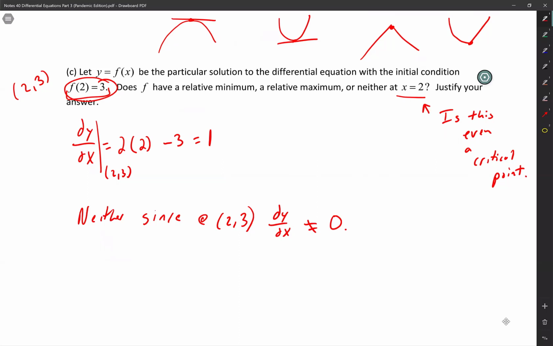Is this even a critical point? Nope, not even a critical point. Neither, since at (2, 3), dy/dx does not equal 0. To play it safe, I would probably have said at x equals 2. But no big deal. That's full credit right there. All right. Here we go.